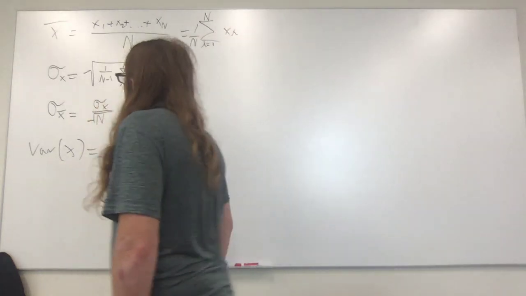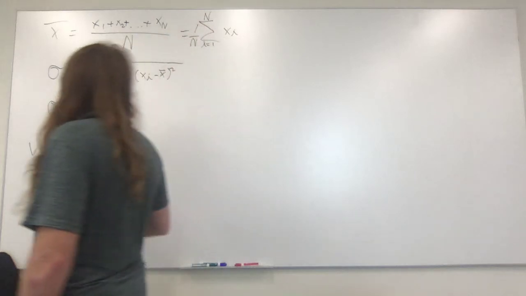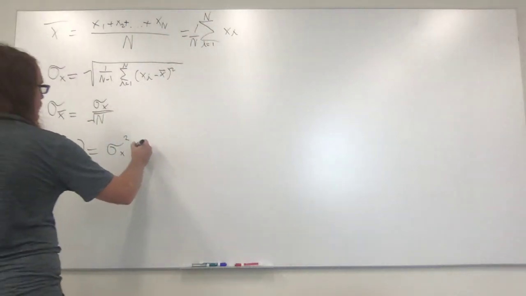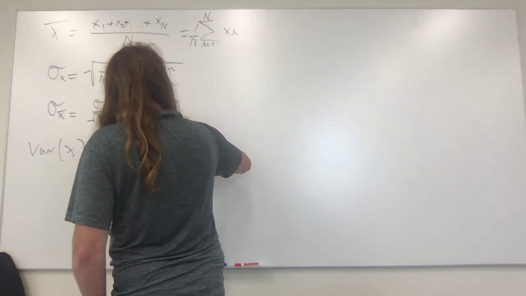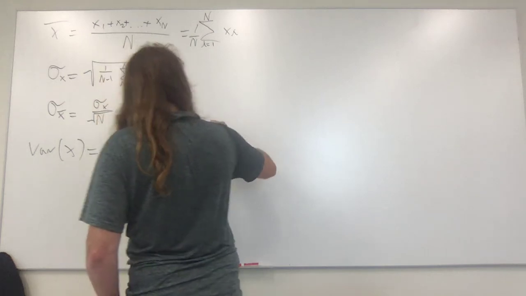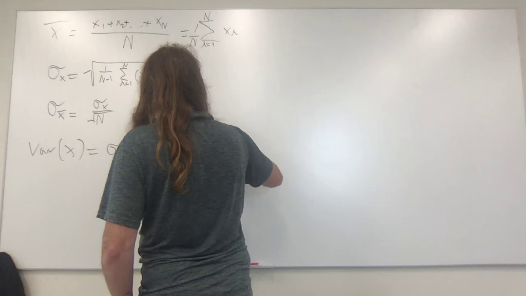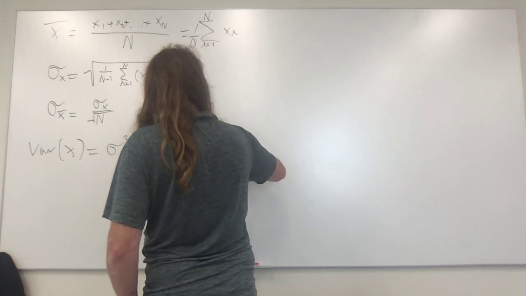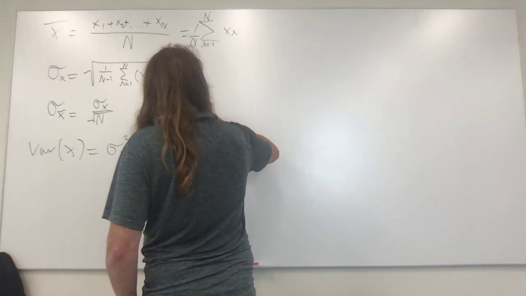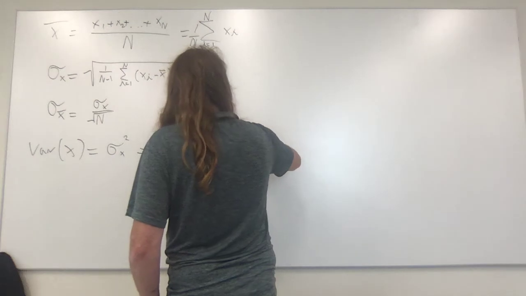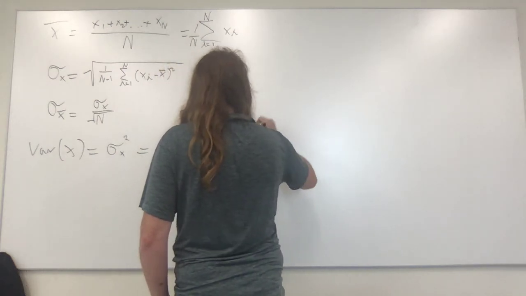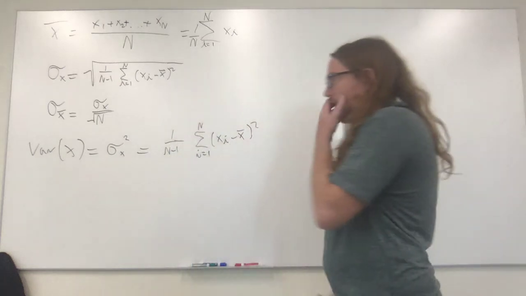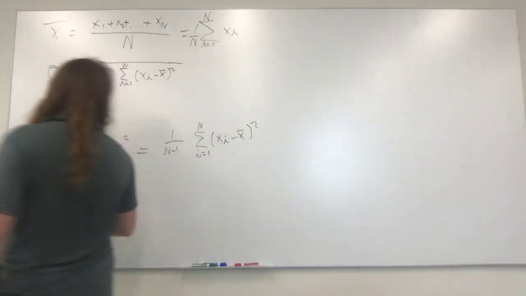So let's write what this is exactly. This is 1 over n minus 1, the sum over i of (x_i minus x bar) squared. So we'll need to use two things.